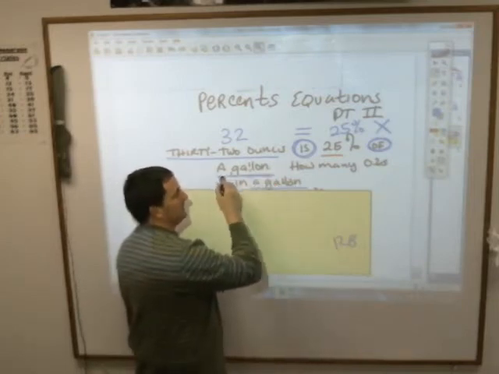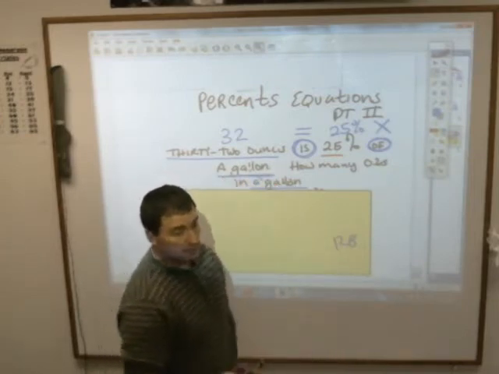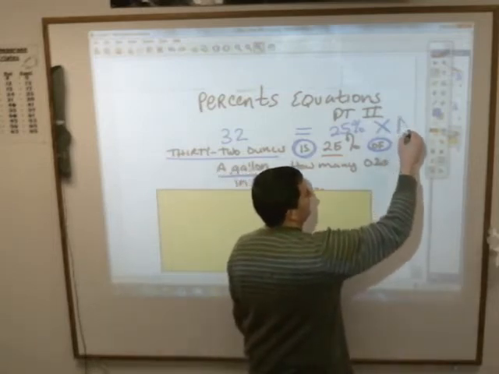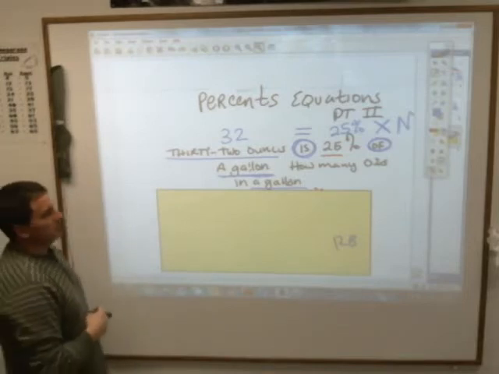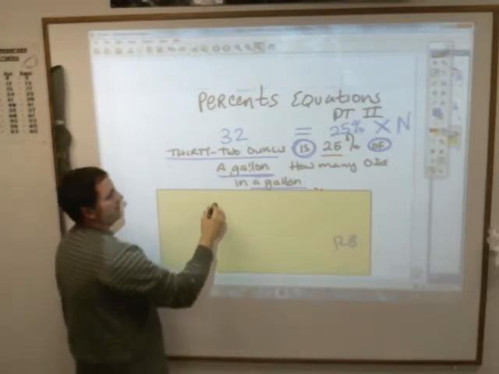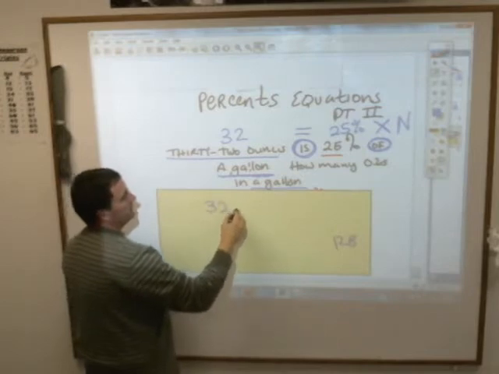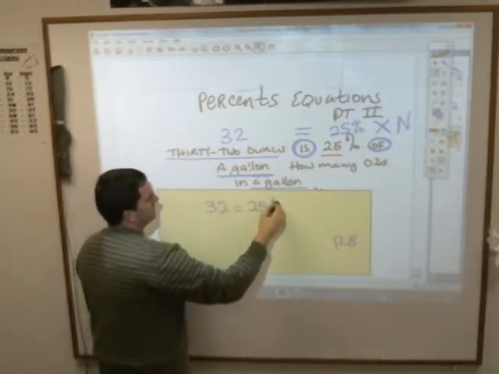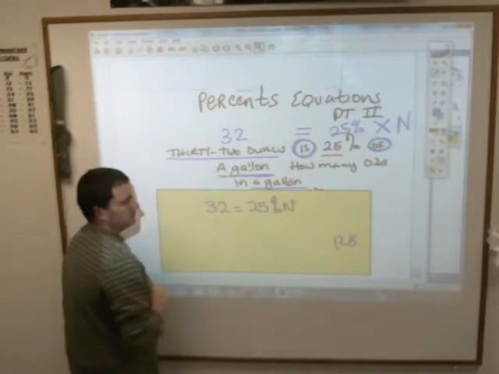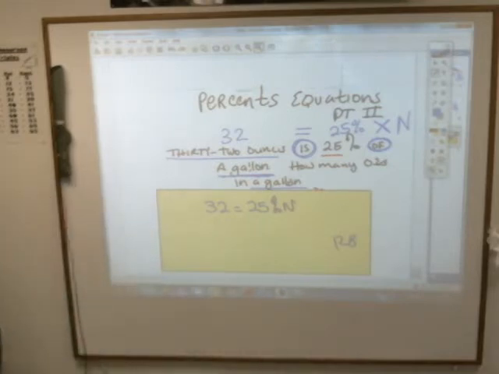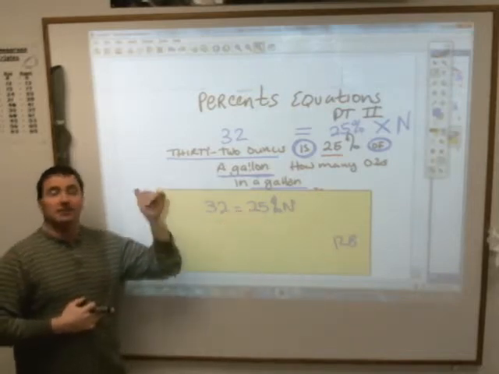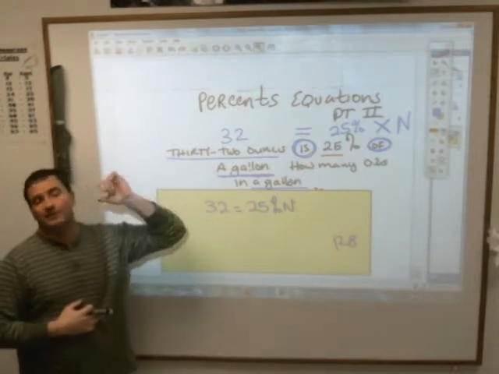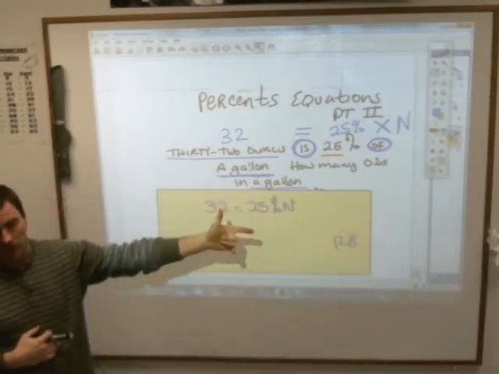I don't know how many ounces are in a gallon. That's my unknown thing, so that is my letter, because I have an equation. So if you write it out mathematically, this whole thing boils down to 32 equals 25% times what number? And if I have that equation there, what would be the easiest way to solve that equation? Anybody? First of all, we don't work well with percent, so we just need to change it either to a fraction or to a decimal. It doesn't matter which, whichever way you prefer.